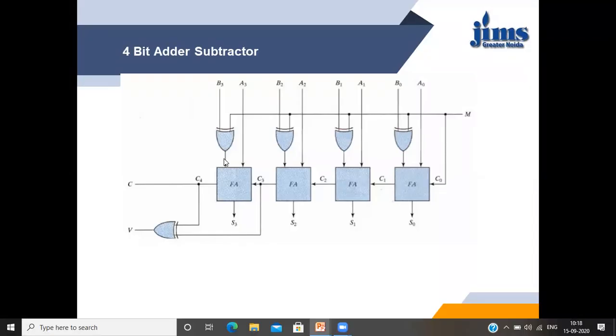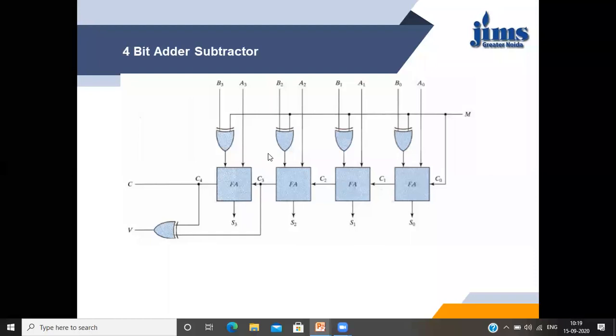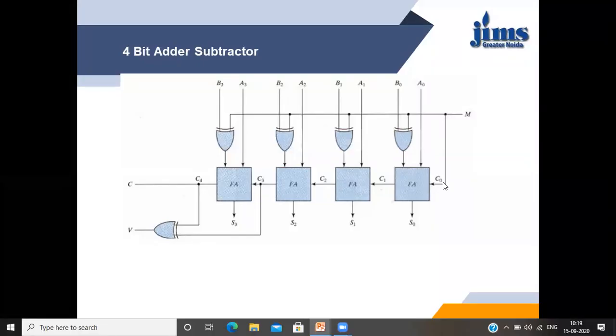So what we can say is that it is nothing but the one's complement of B, and one is the input carry. Then one's complement plus one is the two's complement of B. So what we are doing here is adding A with the two's complement of B, which will provide A minus B. That is the purpose behind the circuit.